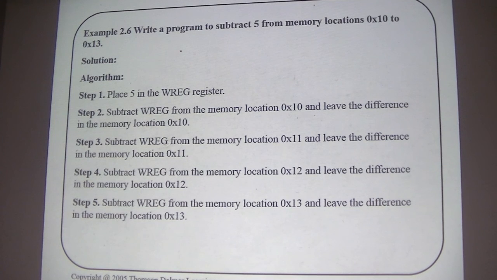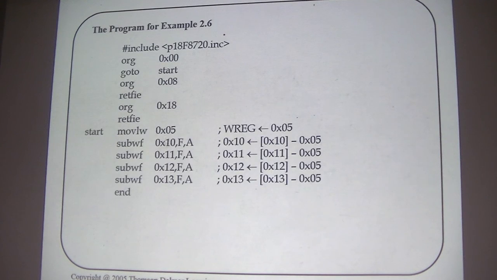Now this example, a program to subtract 5 from memory location hex 10 to hex 13. Actually we have done this in tutorial question, right? Yes, we have done this. So this is peanuts. We have already done this before. We subtract the hex 5 from file register.